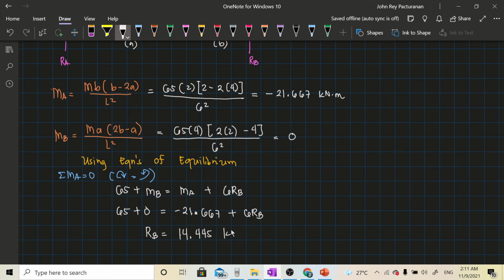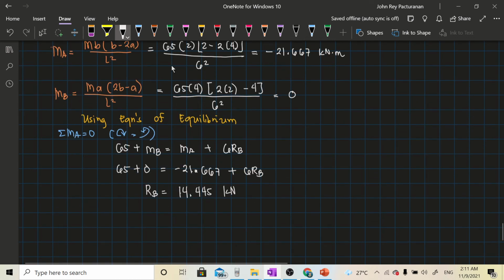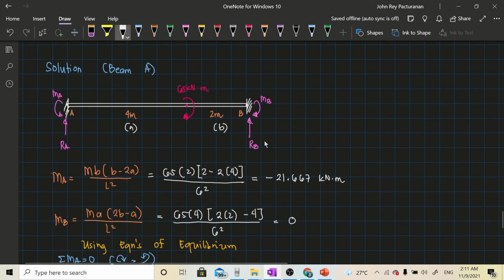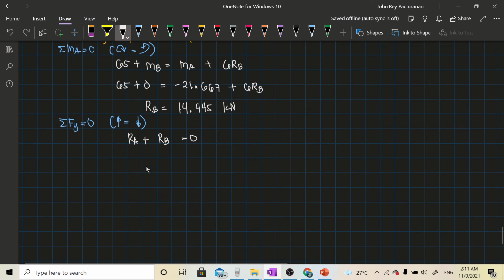14.445 kilonewton. So, of course, the next step is summation forces vertical is equal to 0. So, that is up equals down. So, for that, ang mangyayari, RA plus RB, walang downward force dito, 'di ba? They are simply a concentrated moment. So, okay lang yan, no?